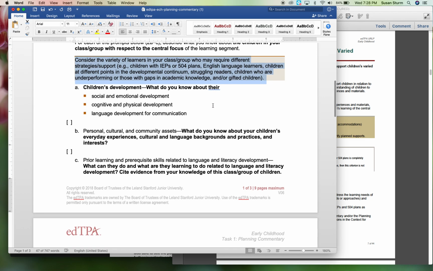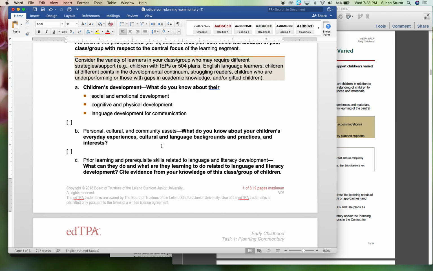So, part A, children's development. What do you know about the children's social and emotional development, cognitive and physical, language development for communication? I would literally break this down into those 3 parts and simply state what you know about all of those areas. If those are things that you're unclear about, you might want to quickly look them up. Just do a quick Google search about children's social and emotional development.